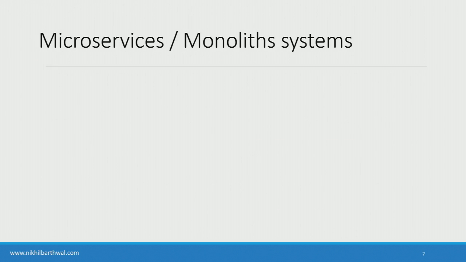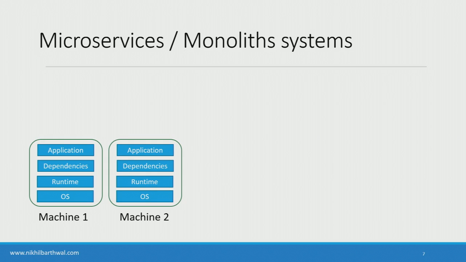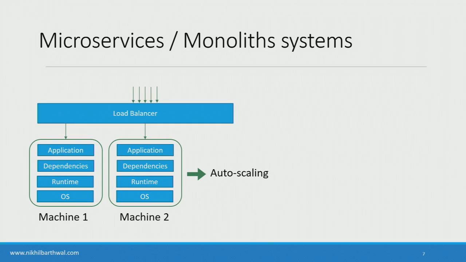So when you look at microservices and monolith, what you observe is typically you will have one machine with operating system, runtime, dependencies, application, the whole stack. You obviously want to scale it, so you have a second machine. There's some bits of auto scaling. You have a load balancer. Everything good.